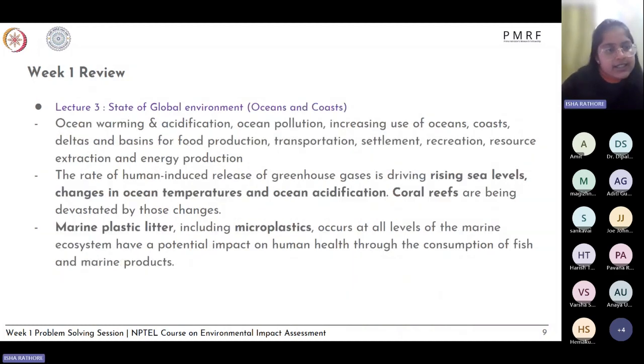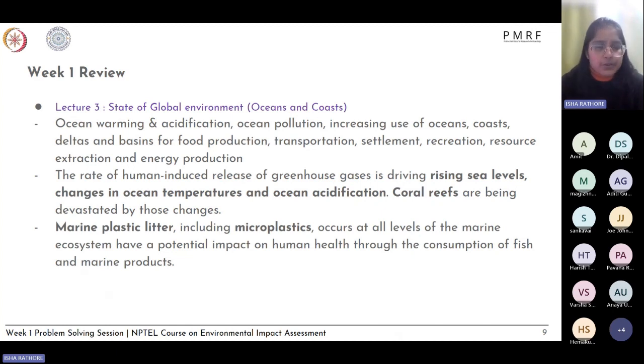Then moving on to lecture 3, we looked at the state of the global environment, which is the oceans and coasts. So we looked at effects like ocean warming and acidification, ocean pollution, and the increasing use of oceans and their coasts and deltas and basins for food production, transportation, settlement, recreation, resource extraction, and energy production.